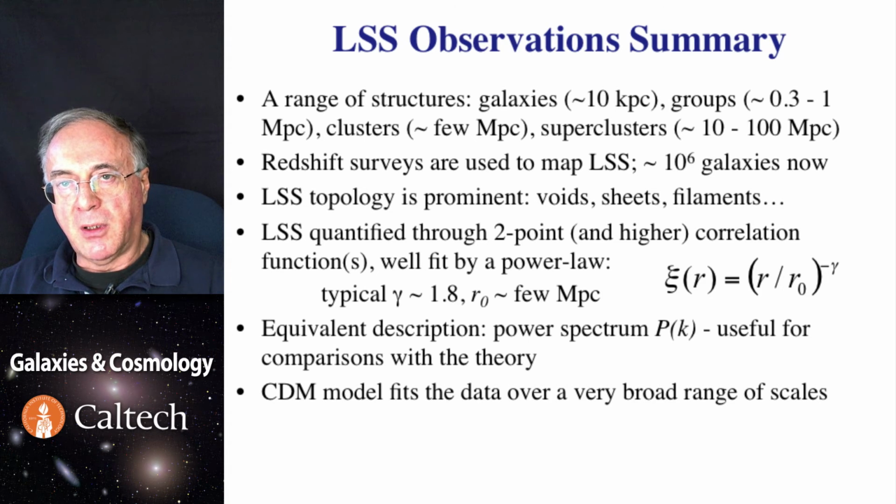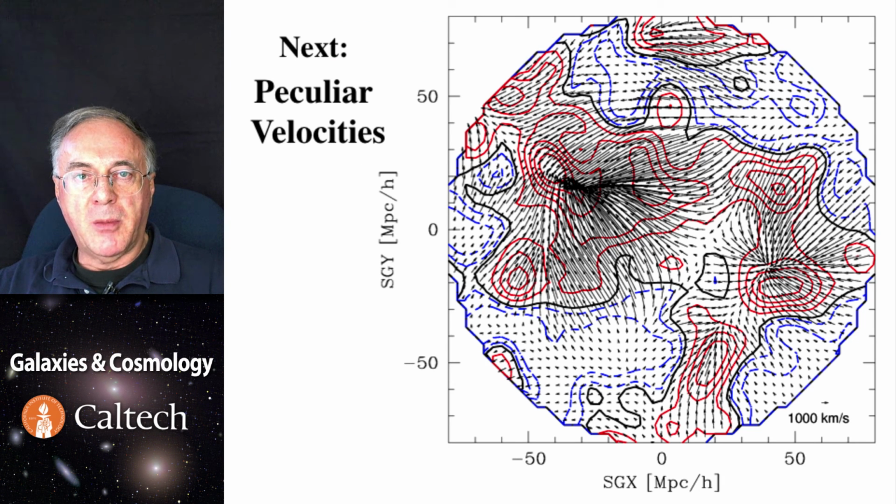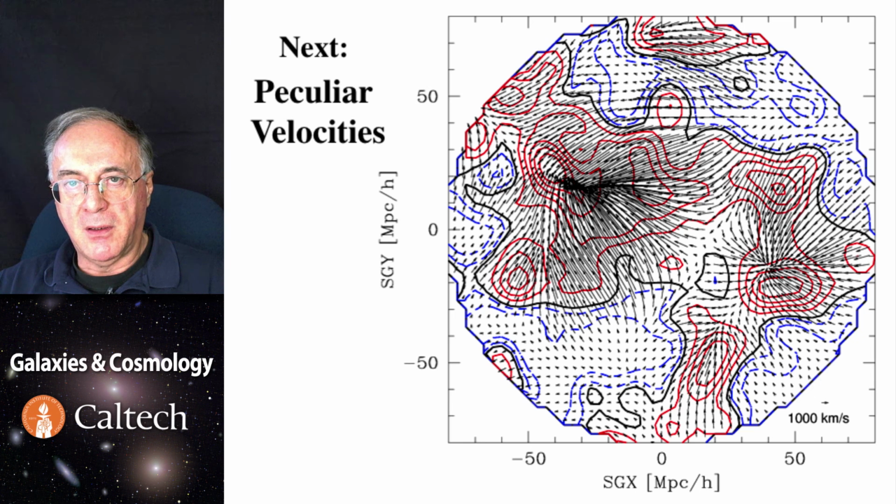Overall, the cold dark matter model fits the data remarkably well over a full range of scales that we can measure through a variety of different methods, which gives us confidence that the cold dark matter model is in fact correct. And I should note at this point that it would be very difficult to achieve this if there were no dark matter at all. Generally speaking, objects of different kinds have different clustering strengths. That applies to different kinds of galaxies, luminous versus less luminous, early versus late types, and so on, carrying over to the clusters of different richness, and so on. Next, we will talk about the large-scale peculiar velocity field, which is a direct consequence of the existence of the large-scale density field.